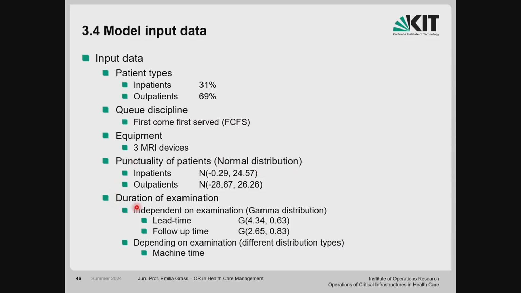And then we have to differentiate the duration of examination. So there are times that are dependent on the examination, which is the direct machine time. We are using different distribution types for this. And then there are times that are independent of the examination itself. Okay. So for instance, the lead time, so coming in and leaving the hospital again, some kind of follow-up time, maybe the consultation with the physician at the end after the MRI examination. And we checked the literature and saw that the gamma distribution is most often used for that.